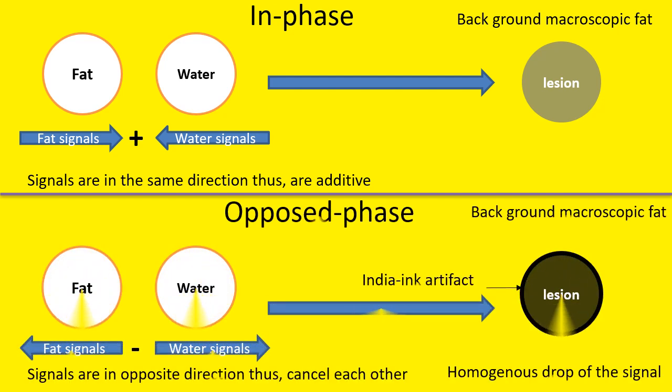While on opposed phase sequence, the signals of both water and fat will be directed to opposite directions, so their signals cancel each other. So the signal of the lesion will be darker on the opposed phase. Any lesion that has microscopic fat should have a homogeneous drop of its signal in the opposed phase sequence. And we can also notice the dark line encircling the lesion, which represents the India ink artifact, as we discussed before.